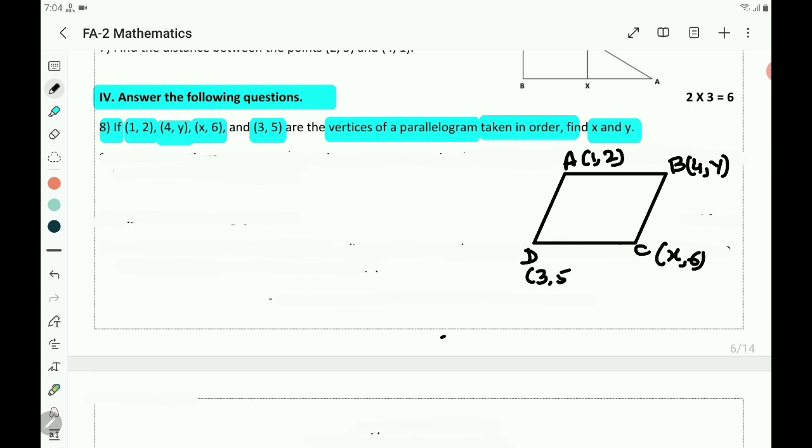And let us join the points AC to get a diagonal AC, and join the points BD to get the diagonal BD. Both the diagonals intersect at a point O. You know that diagonals of a parallelogram bisect each other. So here O is the midpoint of both the diagonals AC and BD.